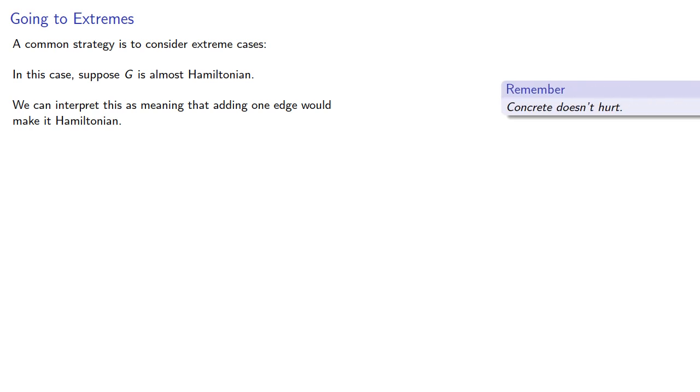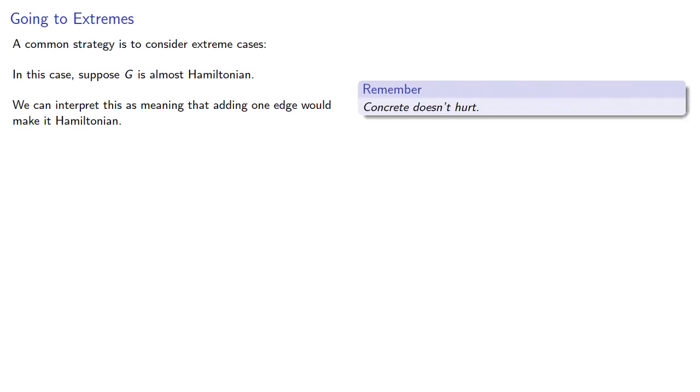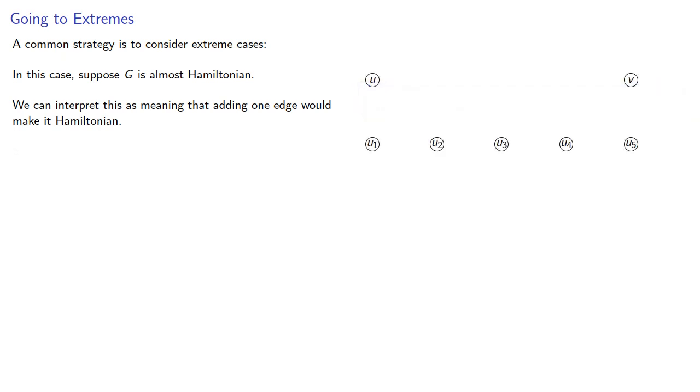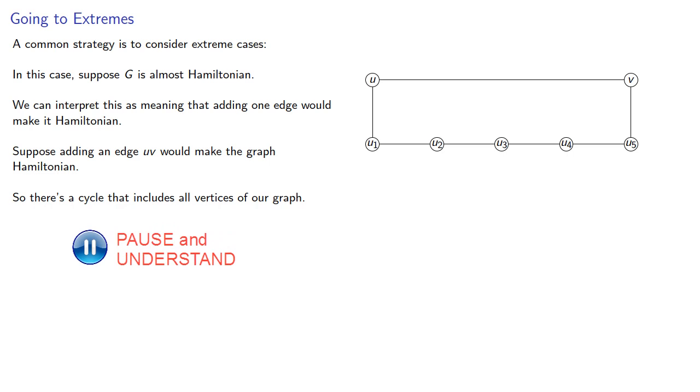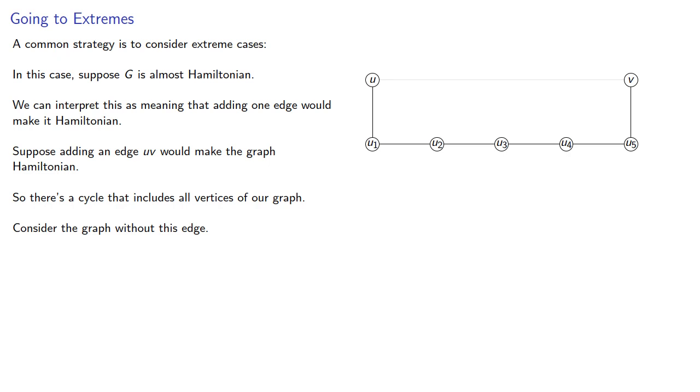So remember, concrete doesn't hurt. Let's try out a specific example and see if we can gain some insights. So suppose adding an edge, UV, would make the graph Hamiltonian, which means there must be some cycle that includes all vertices of our graph. Now consider the graph without this edge. There's still a path from U to V that passes through all vertices.